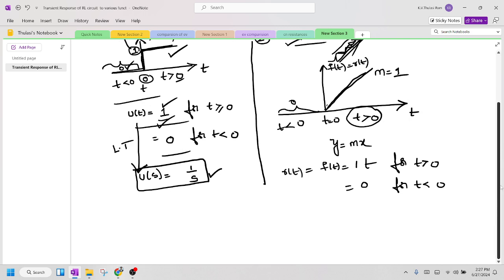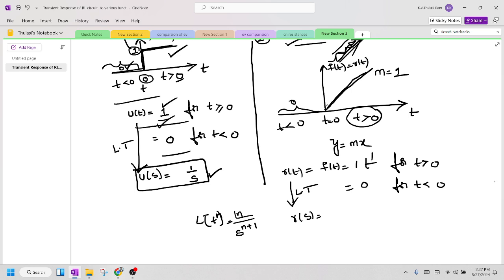When you perform the Laplace transform of this, you are going to get r of s is equal to the Laplace transform of t. Laplace of t to the power n is nothing but n factorial divided by s to the power n plus 1. So for t to the power 1, you can write 1 factorial divided by s to the power 1 plus 1, that is equal to 1 factorial, which is 1, divided by s square.